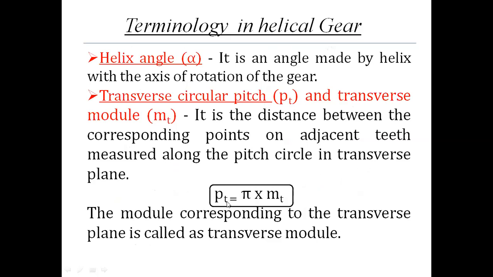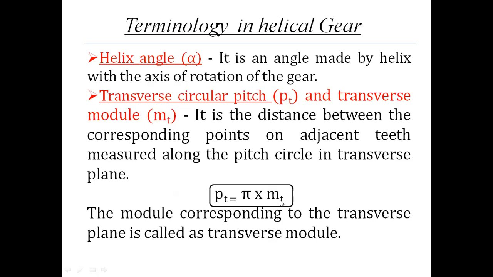So what is pitch? Pitch is pi into module. That formula we have already studied in spur gear. Circular pitch is equal to pi into module. So pitch along the transverse plane is equal to pi into module along the transverse plane. So what is the transverse module Mt? The module corresponding to the transverse plane is called the transverse module. Pt is equal to pi into Mt.